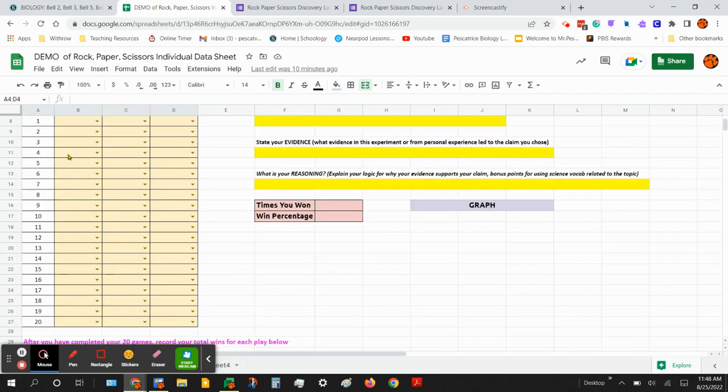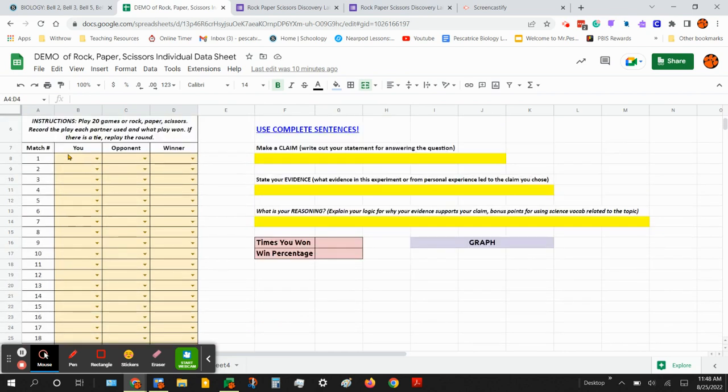So what you're going to need to do is go through and play 20 games of rock, paper, scissors, whether that's with someone that was in class with you, or if you're doing this outside of class, someone at home. You need to play 20 games. When you play a game and there's a winner, you're going to record it in this table. If you tie, you're just going to replay the round until you have a winner.